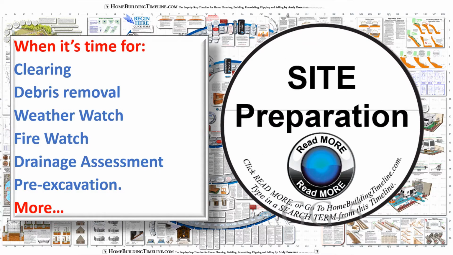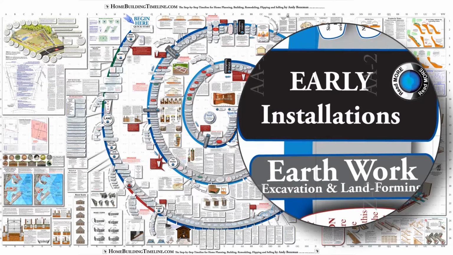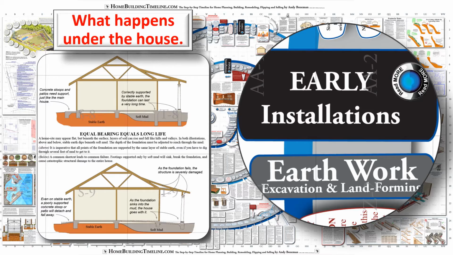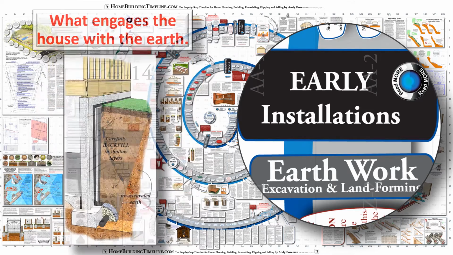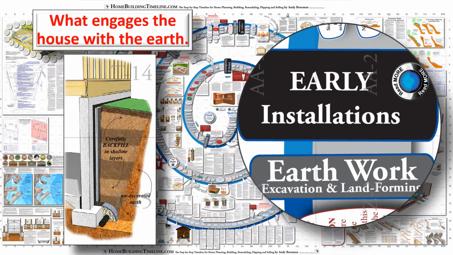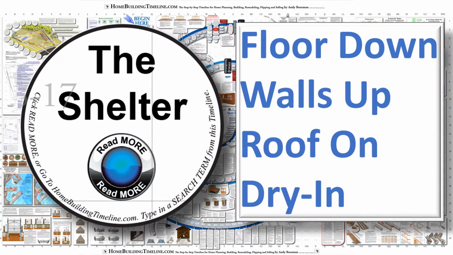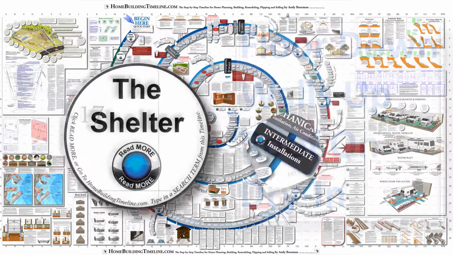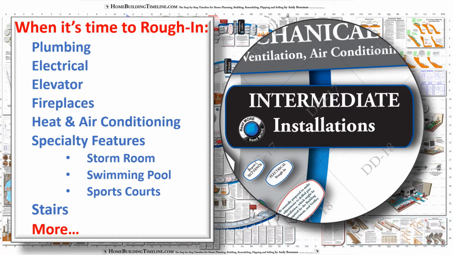In site preparation, you're shown when it's time for clearing, debris removal, weather watch, fire watch, drainage assessment, and pre-excavation, and more. Early installations show what happens under the house, what supports the house, and what engages the house with the earth. The section The Shelter shows when it's time to put the floors down, the walls up, the roof on, and to dry in the structure. Intermediate installations show when it's time to rough in plumbing, electrical, elevators, fireplaces, heating and air conditioning, and specialty features like storm rooms, swimming pools, sport courts, and stairs, and more.